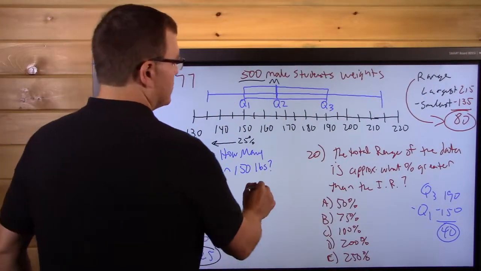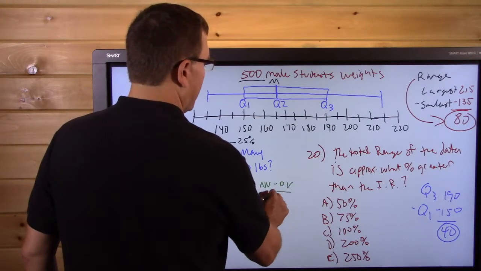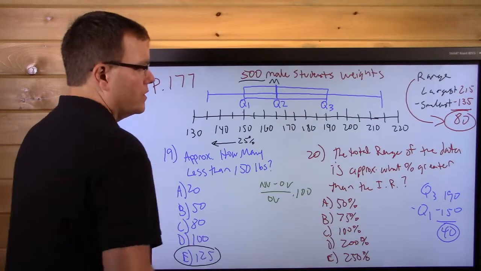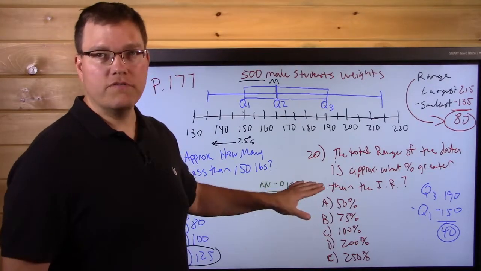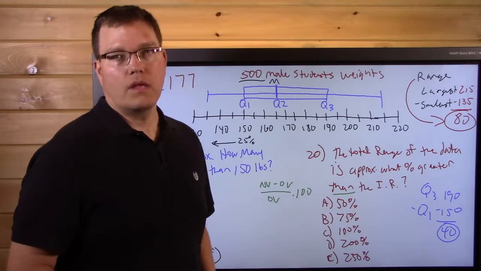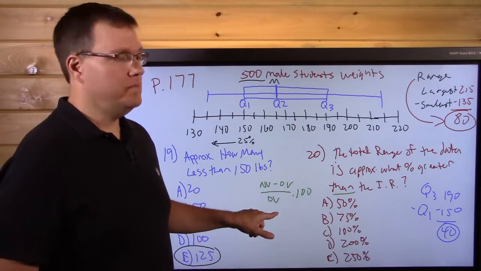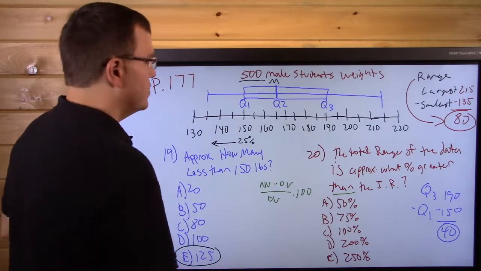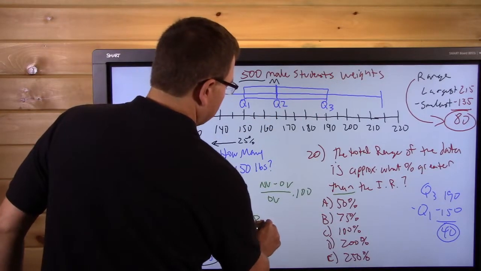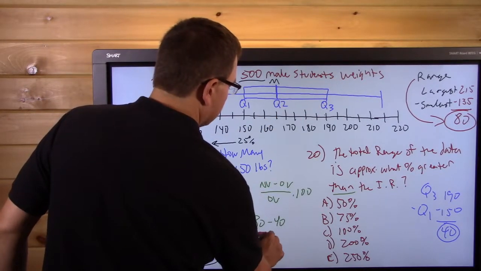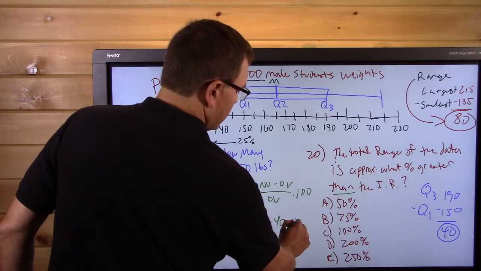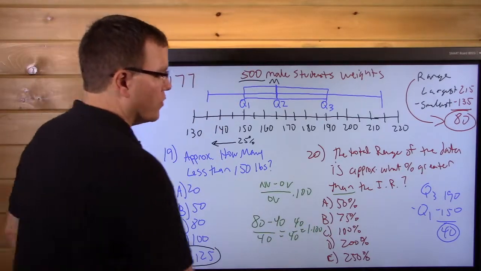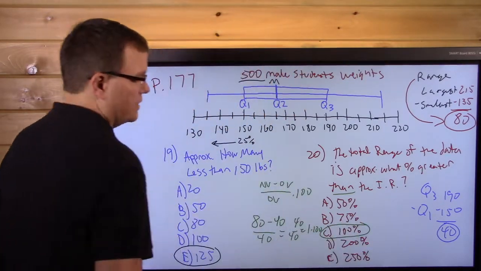So that formula is new value minus original value over original times 100. The original value is the one that comes after the word than, because whatever comes after than is on the bottom. So the interquartile range is on the bottom, it's the original value. So the new value is 80. So 80 minus 40 over 40 equals 40 over 40 equals 1, and of course times 100. The correct answer is going to be answer choice C.